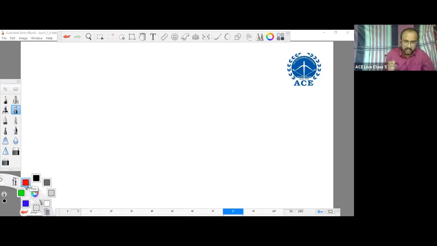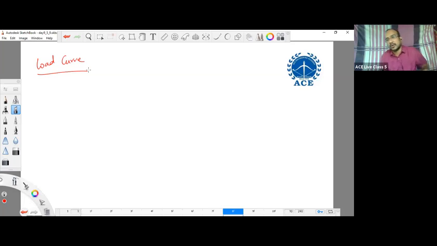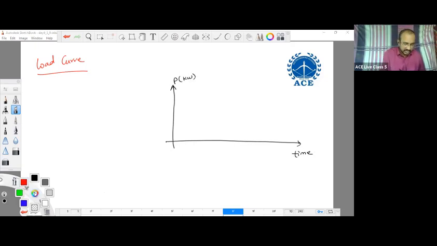What do you mean by load curve? Load curve is a curve which shows the variation of power in kilowatt with respect to time. It shows the variation of load with respect to time. Is load constant or variable? Load is a continuously variable parameter.